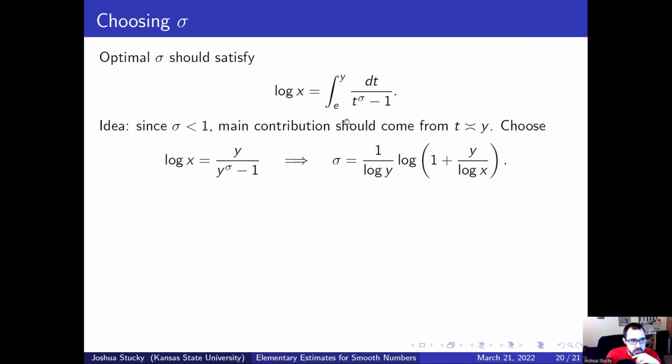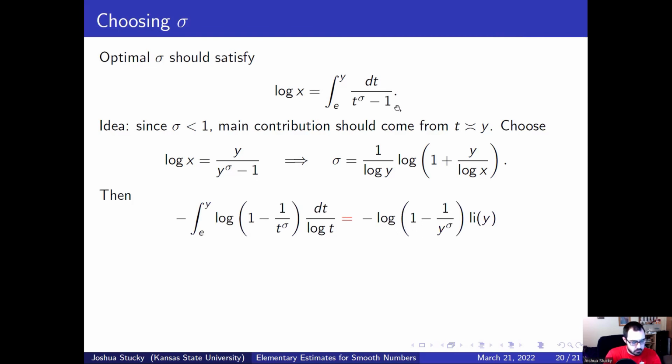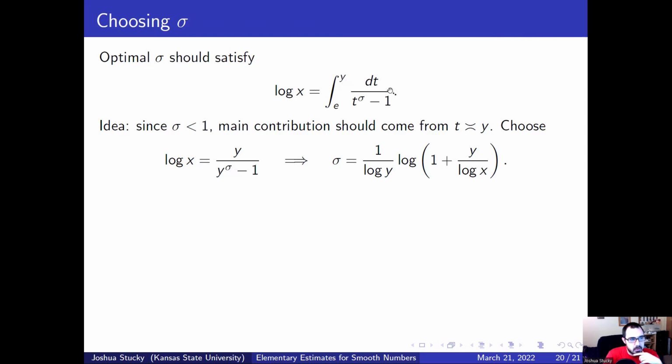So the main contribution to this integral should come from t around size y, right? So I'm actually just going to replace t by y in this integral and see what happens. And I'm going to choose the sigma which satisfies this. If I replace t with y here, I get an integral which doesn't depend on t. It's of length y, divided by whatever the denominator was, where I chose t to equal y. Again, I'm not choosing the exact optimal sigma. I'm just choosing something close to it, which is all I need for this to work.